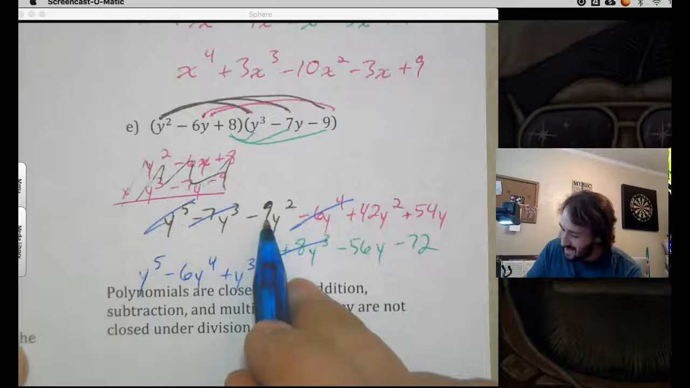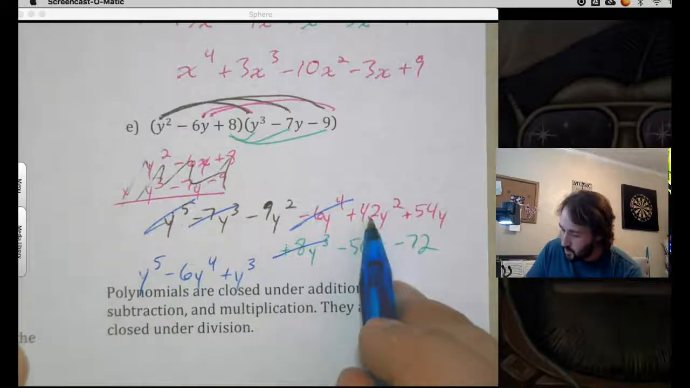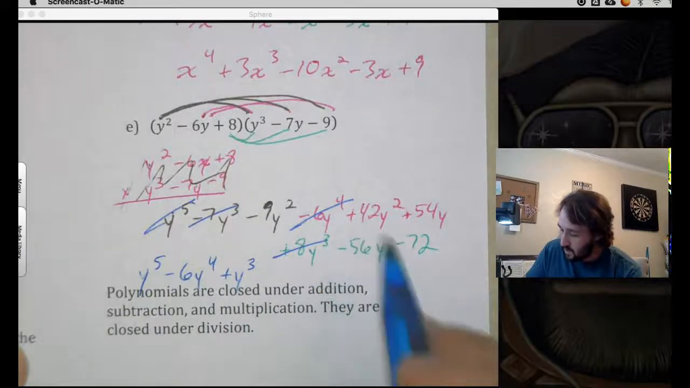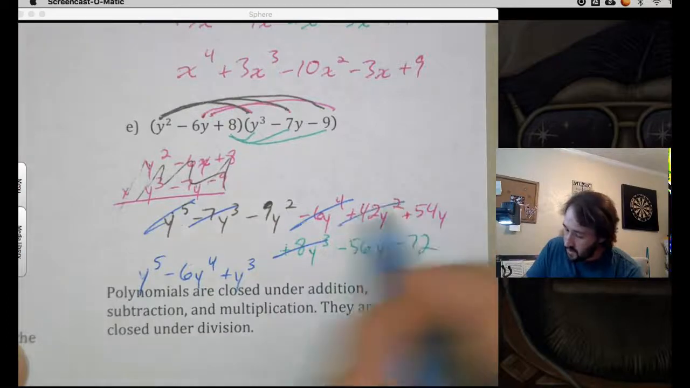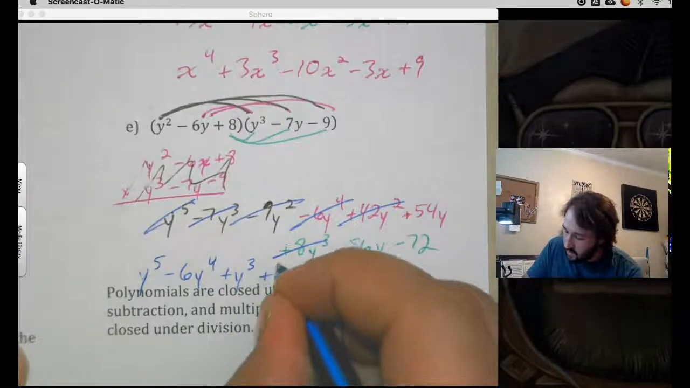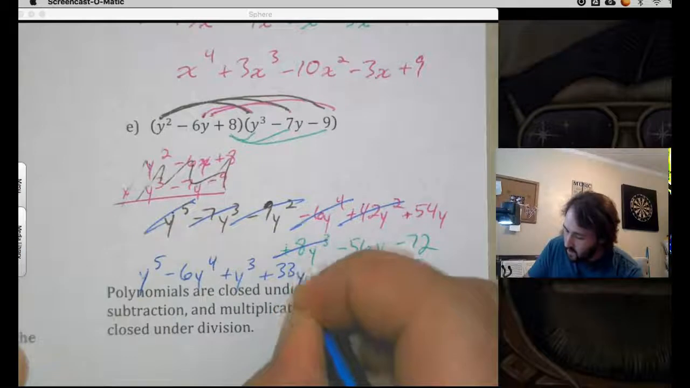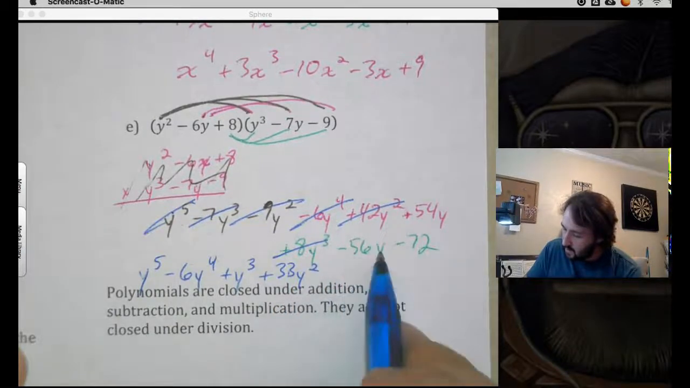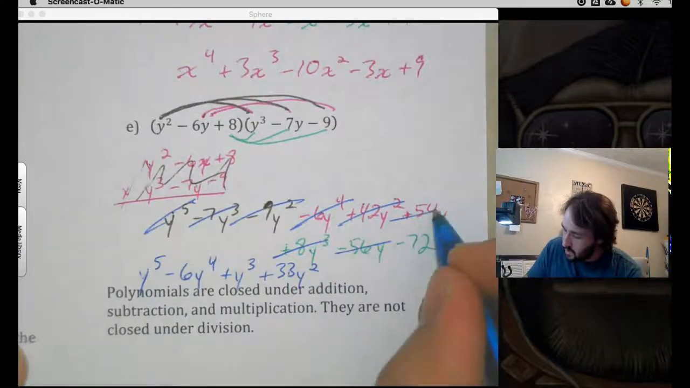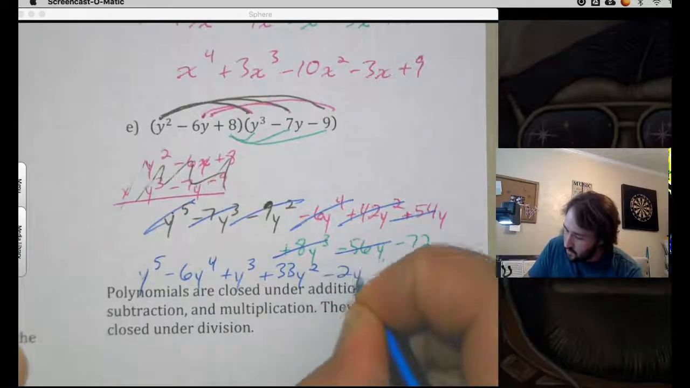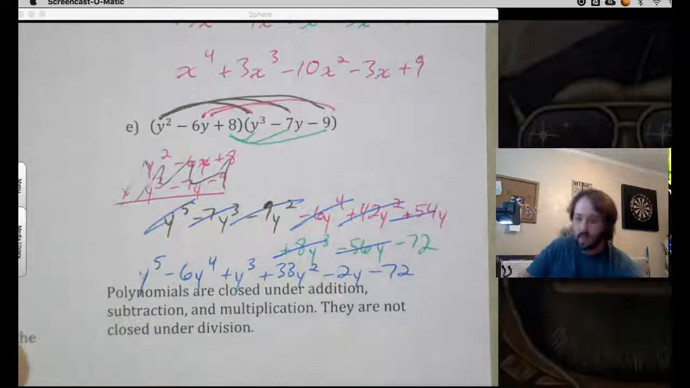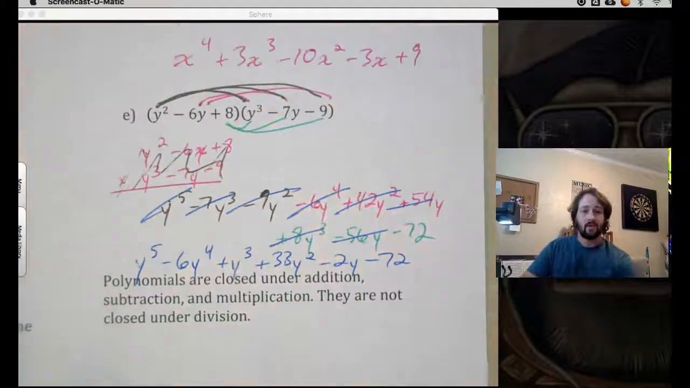So I have negative 9y squared plus 42, which gives me 33, and then no more y squared, so I have plus 33y squared. Last one, almost. That would be minus 2y, and then minus 72 off by itself. So down there in blue, that's our final answer. That would be the simplified, and it's even in standard form, polynomial.